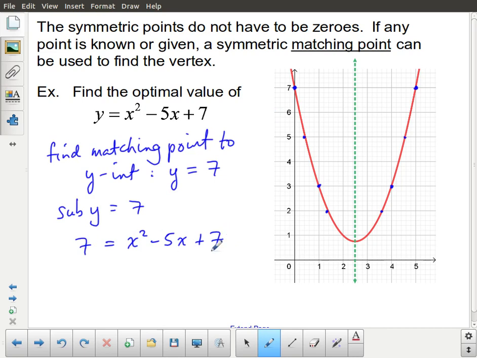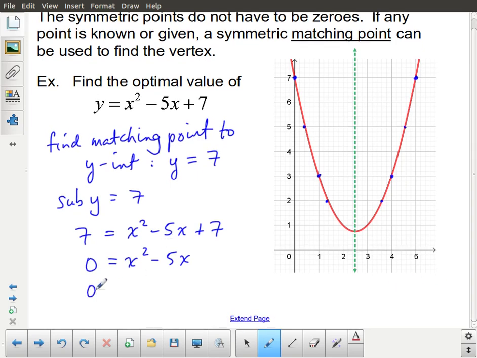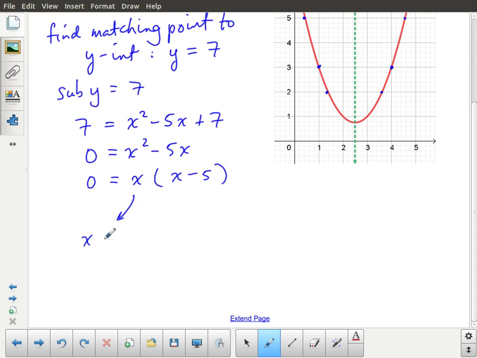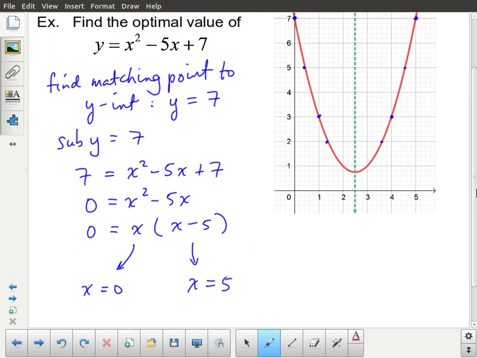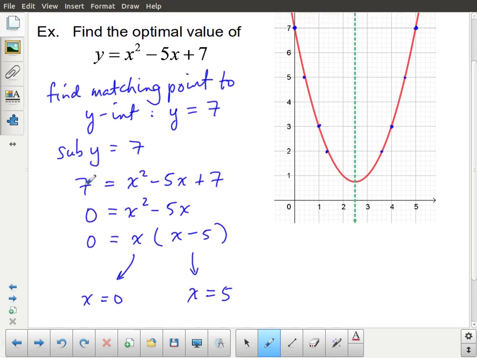We have 7 on both sides. They're going to cancel. That means they're going to turn into 0. So we end up with 0 equals x squared minus 5x. This is actually quite simple to factor. It has a common factor here of x, and x minus 5. So that occurs when x equals 0 or when x equals 5. And if we look back at our graph, well, that makes perfect sense. When do we have a y value of 7? We have a y value of 7 when x equals 0. And over here, when x equals 5, we have a y value of 7.